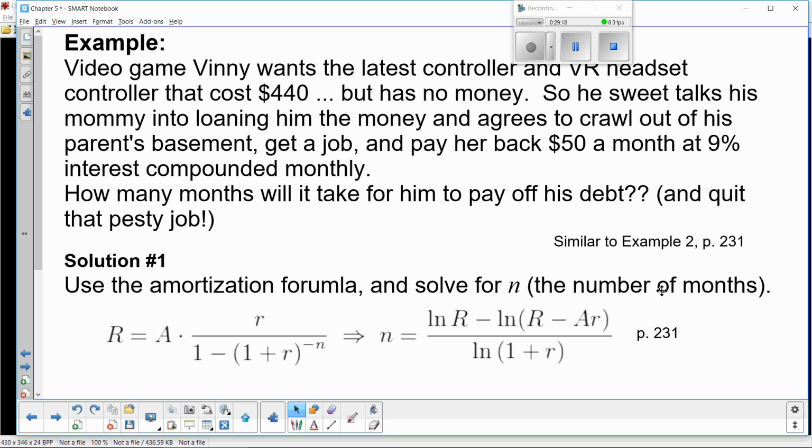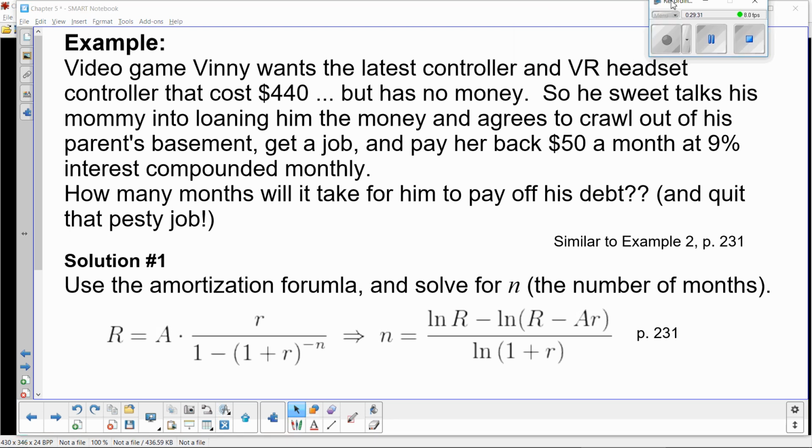This actually corresponds to an example in the book. There's only 2 examples in this section, and this corresponds to example 2. All right. Now we did not cover the natural log function, so we're going to skip this particular example, and you're not going to be responsible for doing this on future tests, the final.